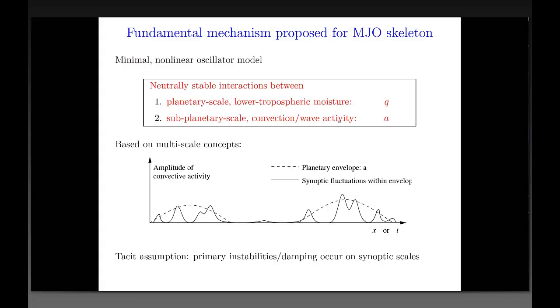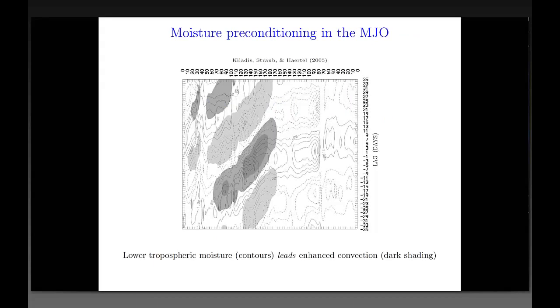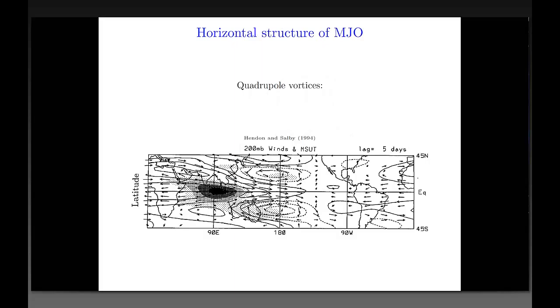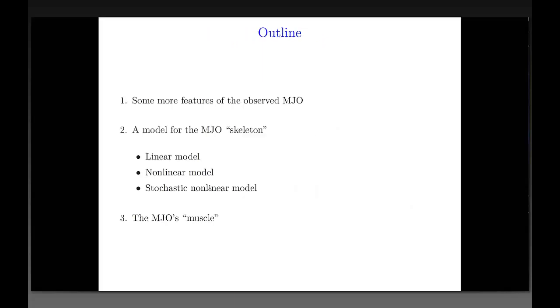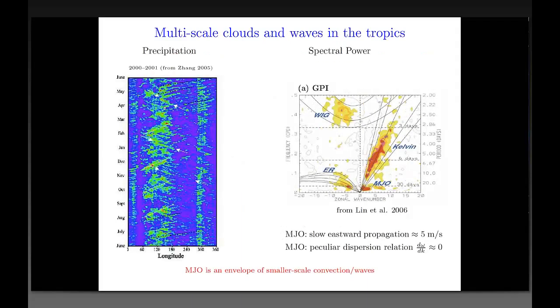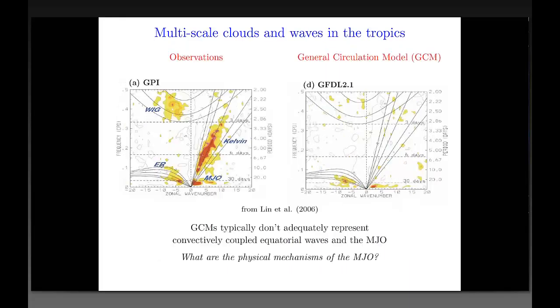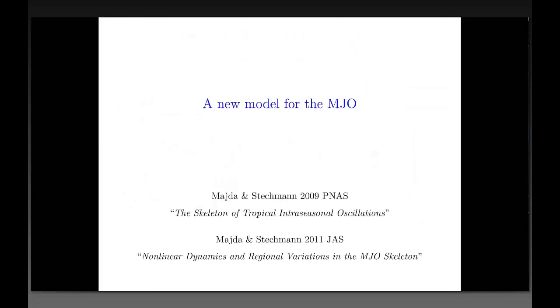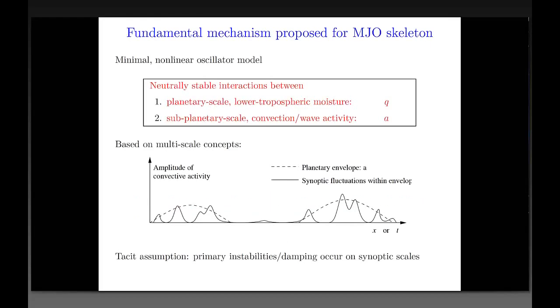And this is a model for planetary scale phenomena only. I guess I hadn't pointed that out yet, but when we talk about the MJO skeleton, we mean its features on planetary scales. So if I go back to some of these earlier pictures, it is the features on these broad planetary scales, not any of these individual small-scale features within each MJO event. So by the skeleton, we mean its planetary-scale features, not any of the details within the envelope.